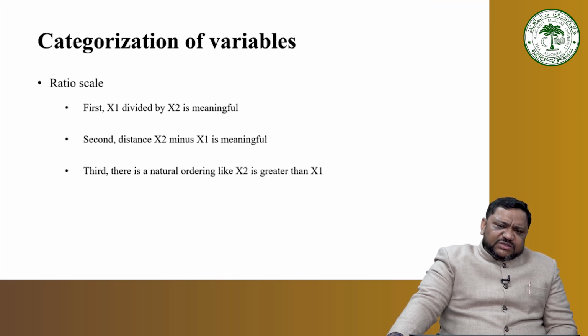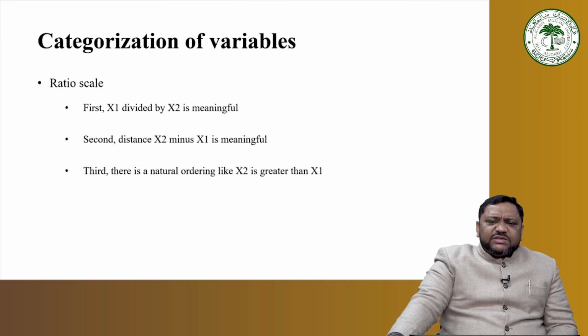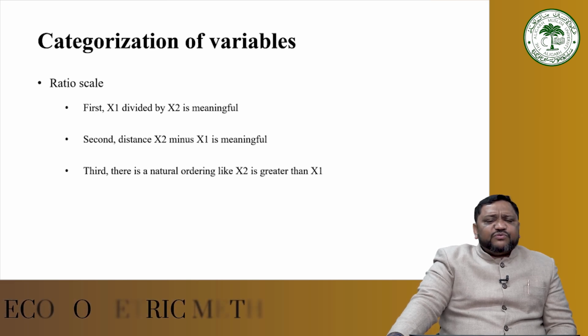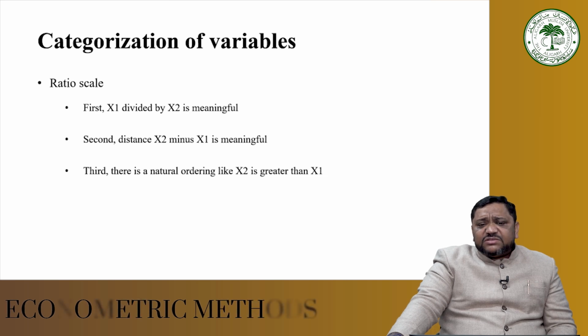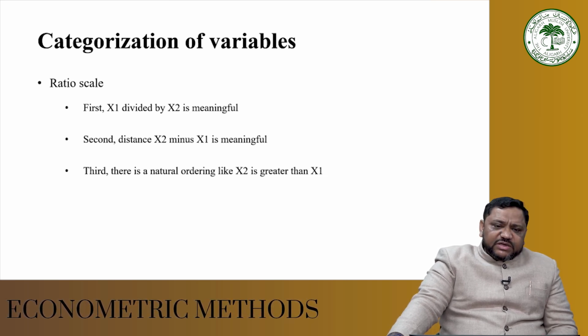Now, we discuss the categorization of variables. There are four categorizations of variables: ratio, interval, ordinal, and nominal. Let's discuss the characteristics of variables categorized as ratio data. They are called quantitative variables. Now consider a variable x taking values x1 and x2. So variable x is considered to be ratio scale if three conditions are satisfied.